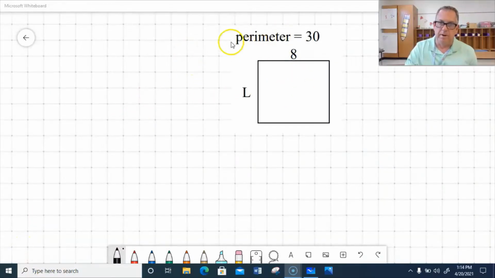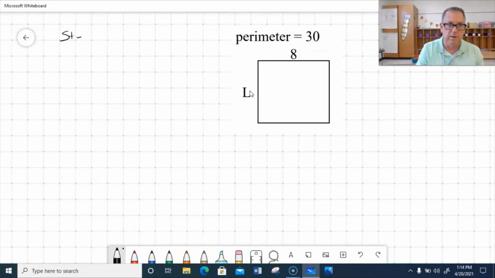Okay, we're going to look at this problem right here. This is a rectangle, and it gives us one of the side lengths is 8, and it tells us the perimeter is 30. It wants us to find this missing side length right here, which actually requires quite a few steps. So we'll go ahead and talk through the steps real quick. We'll write down step 1.